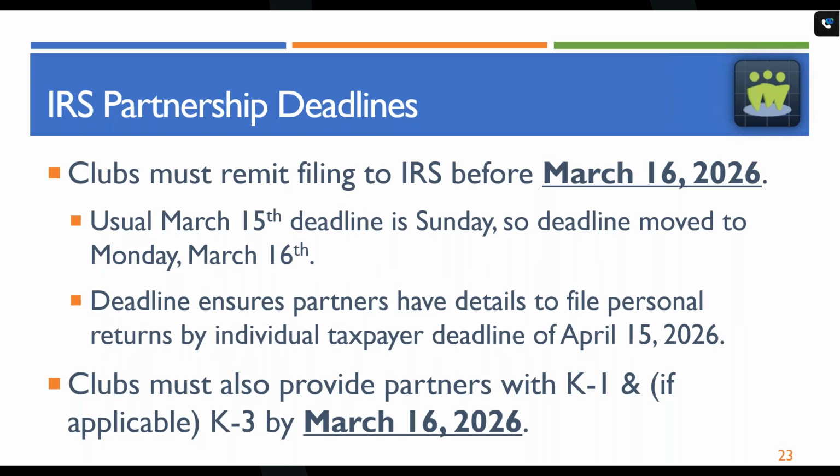This helps individuals who are in the club and other partnerships to get their partnership information before their personal tax deadlines in April. And the other deadline is you have to provide all of your partners with the K1 by the March 16th deadline, and also, if applicable, the K3 for a partner. And we'll cover K3s a little bit.